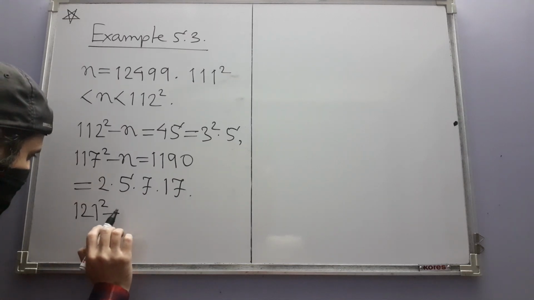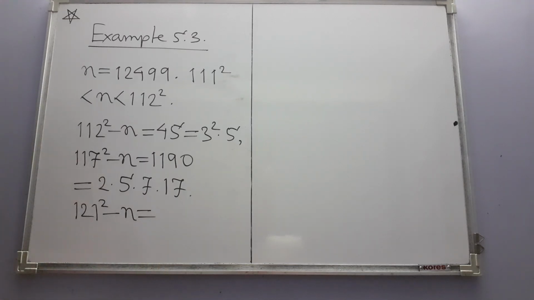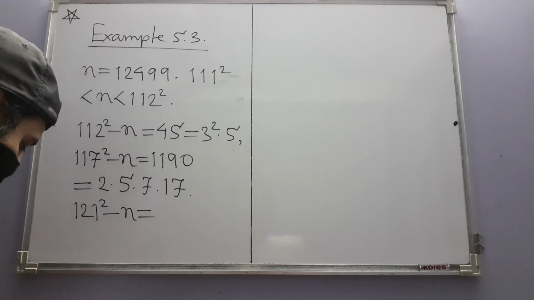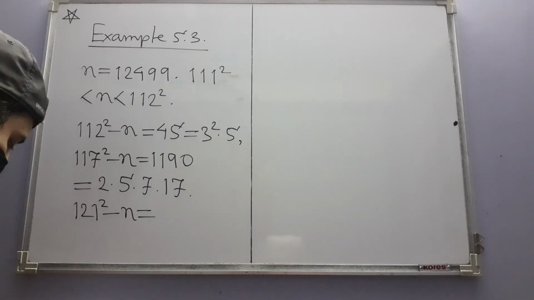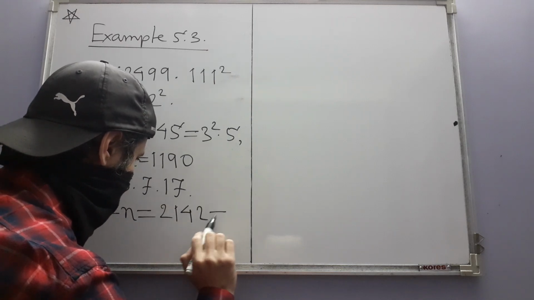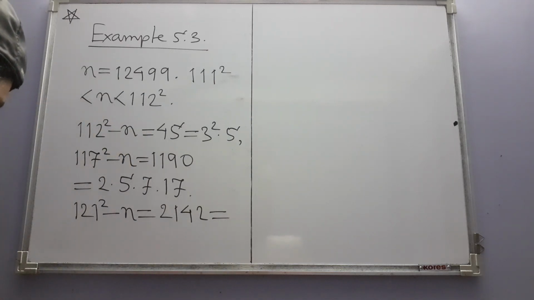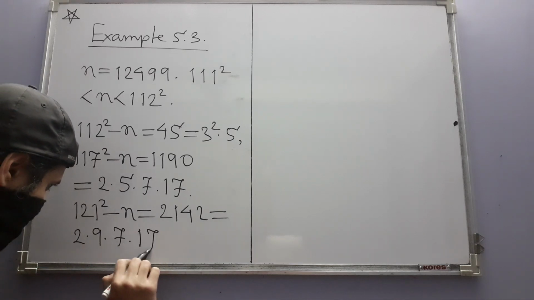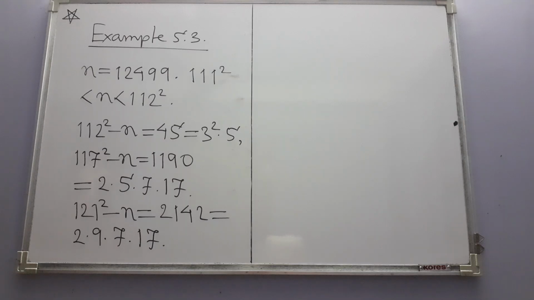121 square minus n is, so here, okay, I haven't written the number itself, or have I? 2142, yeah, and that turns out to be 2 times 9 times 7 times 17. All right.